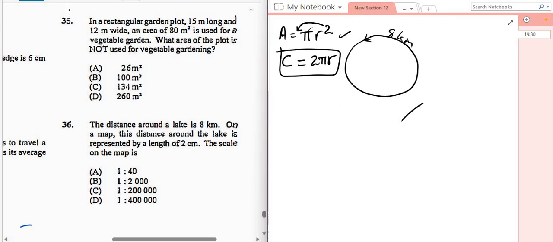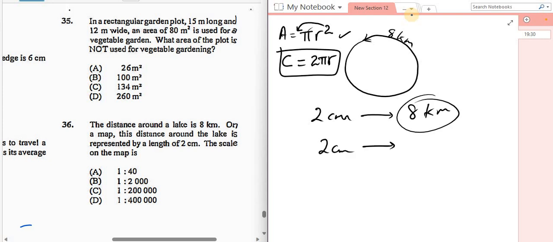Because what they're basically saying is that this actual distance is 8 kilometers, so you don't need the formula. But they're saying on the map, it's represented by 2 centimeters. So 2 centimeters represents 8 kilometers. The scale on the map is going to be what? We need to convert the 8 kilometers into centimeters. So how are we going to do that?